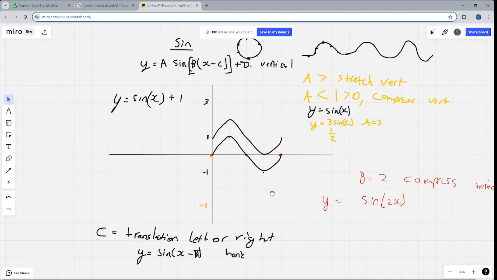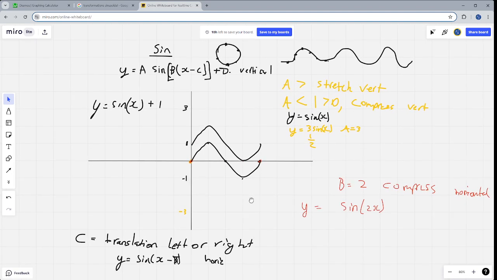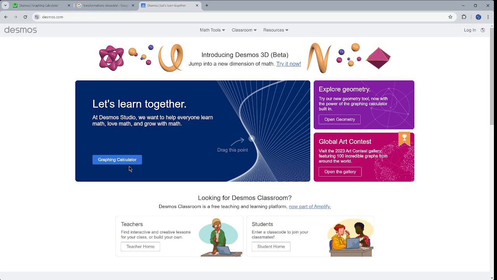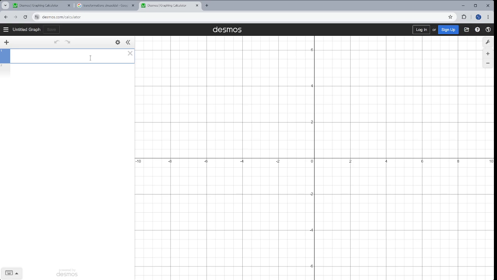So, I think that covers transformations pretty in depth. A good tool to look at these in real time is going to be Desmos, so let's go in and take a look at that together. So we always start with our graph of y equals sine x. This is our base function here.